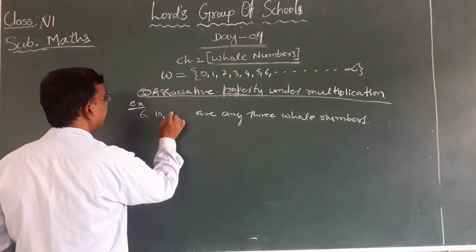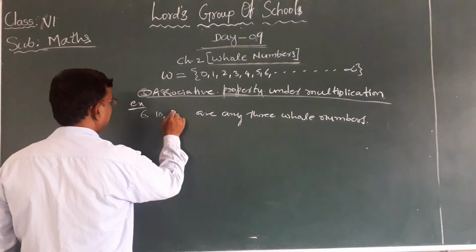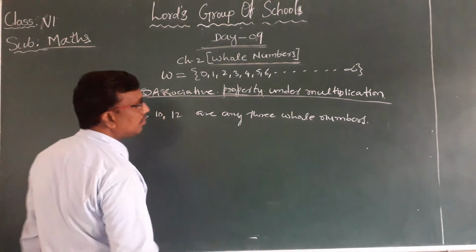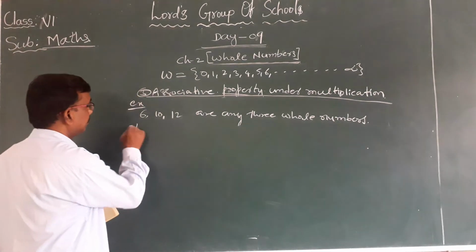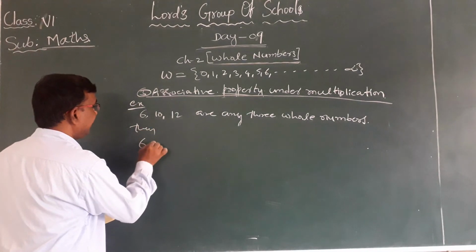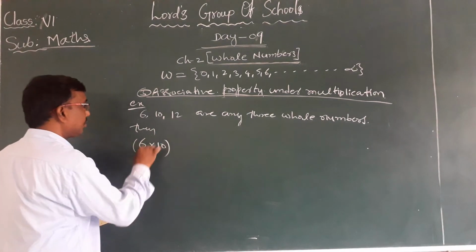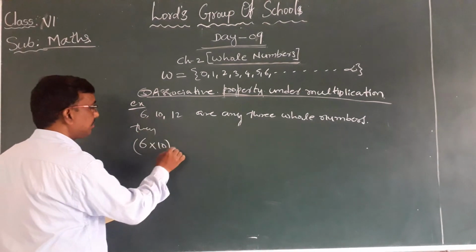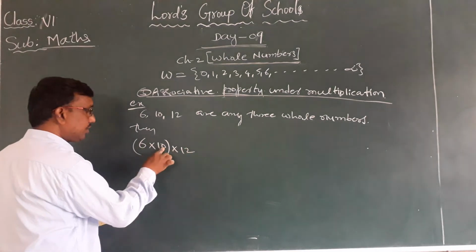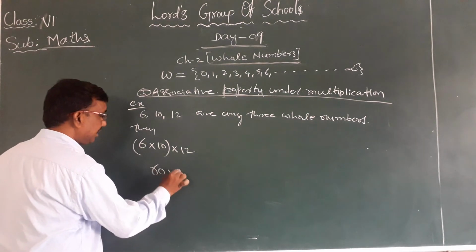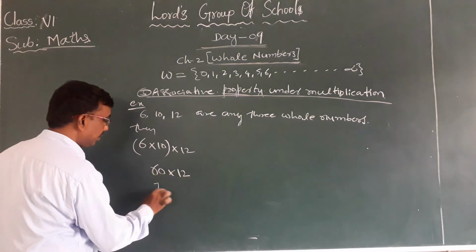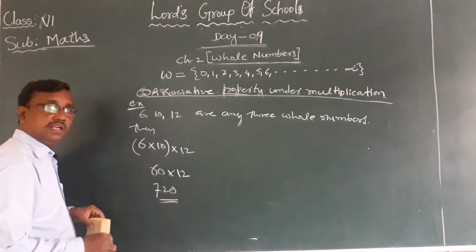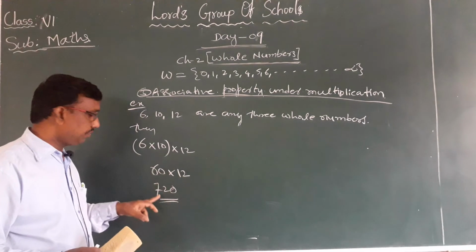10 and you can write 12, or any three ones. Then 6 into 10. Let me find out the product of 6 and 10 first. Then that is multiplied with 12. 6 into 10 is 60 and that is multiplied with 12. 12 sixes are 72. The answer is 720. The product of these three whole numbers is 720.